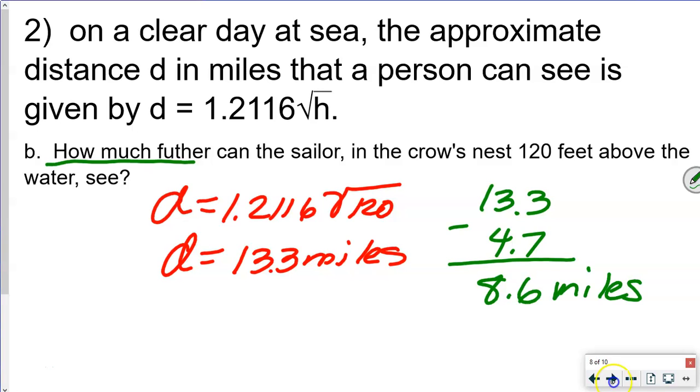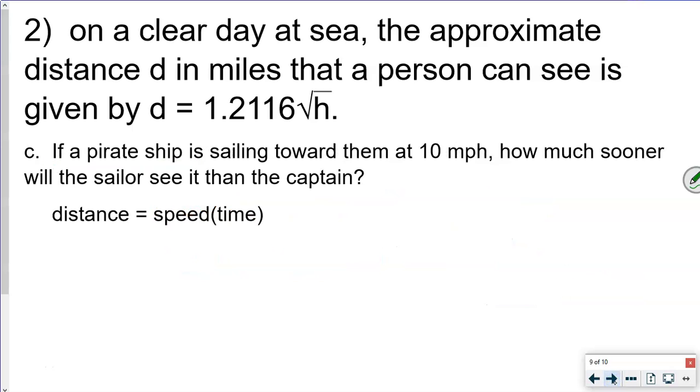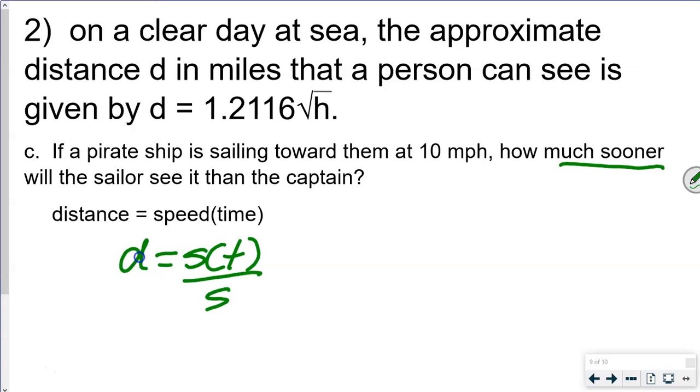Okay, now let's go on to part C. It says if a pirate ship is sailing toward them at 10 miles per hour, how much sooner will the sailor see it than the captain? So the pirate ship was the second ship that we saw, where the sailor was in the crow's nest, right? Okay, so this time we've got d equals speed times time, right? So we want to solve for what? Pirate ship sailing towards them at 10 miles per hour. How much sooner? So that's time, isn't it, y'all? So let's go ahead and solve this for time. That means time is going to be equal to distance over speed, right?